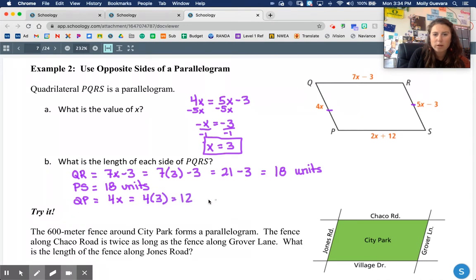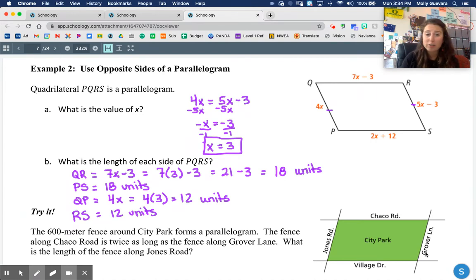So I get 12 units. So the length of QP is 12 units, which means that the length of RS is also 12 units. So hopefully that makes sense how we're getting those, just knowing that opposite sides are equal.